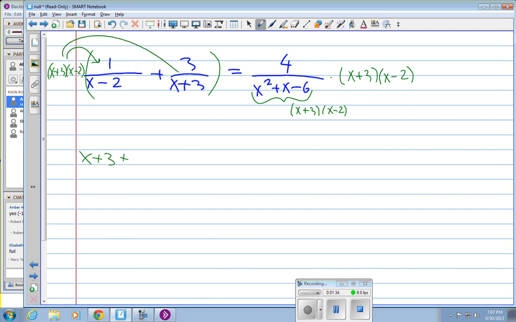On the next product, what's going to cancel? Right, so it's going to be 3 times x minus 2. And on the right, everything cancels, so just 4. So your whole thing turned into a linear equation, which is good. So it's x plus 3 plus 3x minus 6 equals 4.